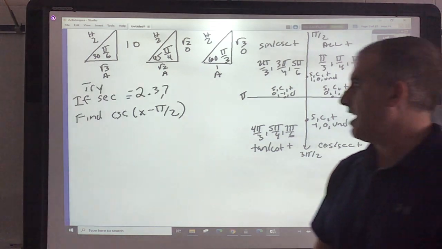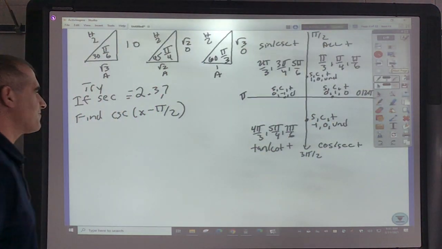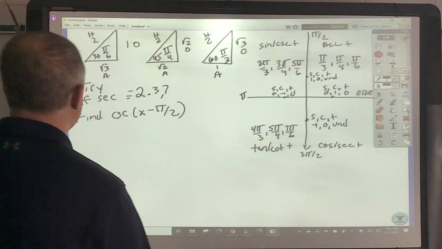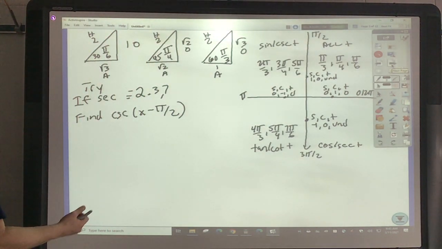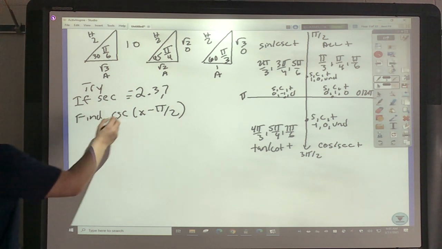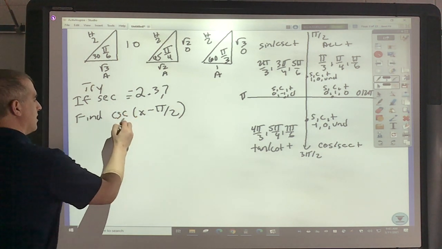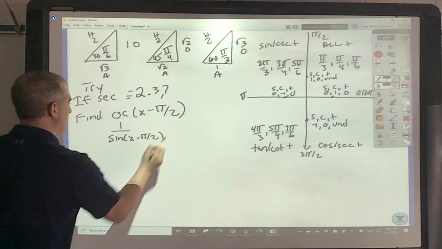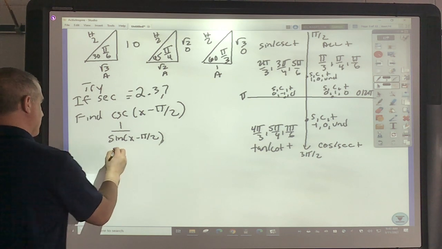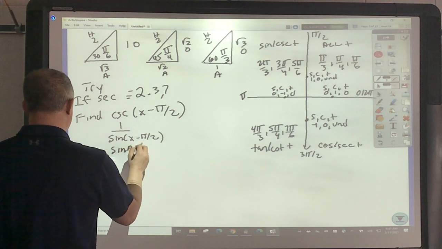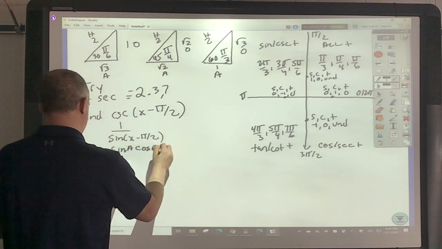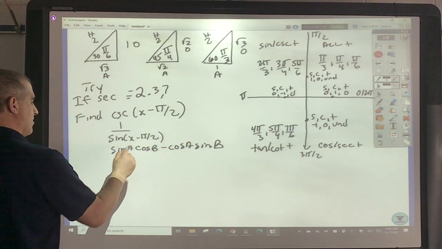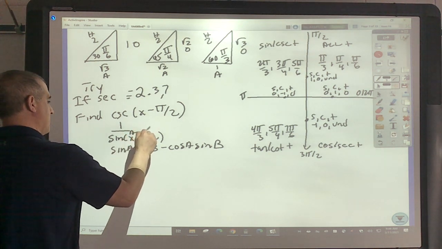Why don't you guys give this one a try? Go ahead and give this one a try on your own. So what I would have here, I would use this as 1 over sine. So I'm going to figure out what this would be as 1 over sine. The sine formula would be sine A cosine B minus cosine A sine B, where this is my A and this is my B.